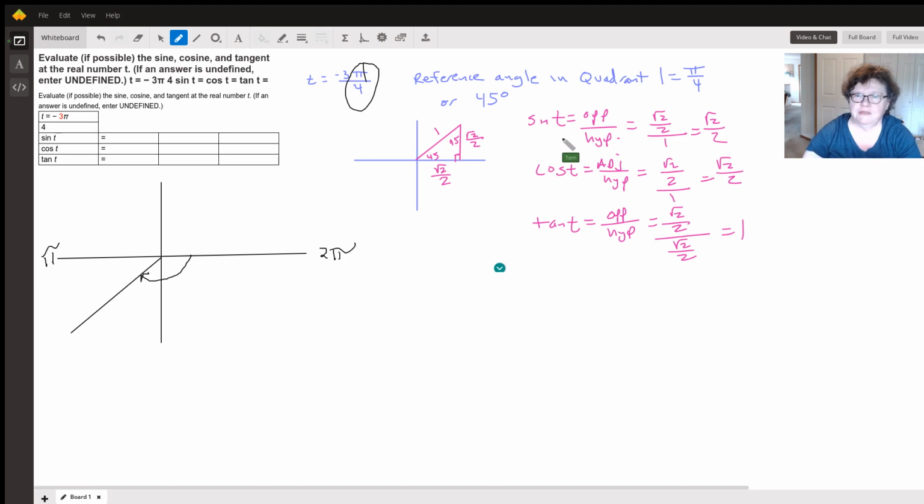So I'm going straight back to geometry, trigonometry. Sine is opposite over hypotenuse, so the opposite is root 2 over 2 over 1, and I just simplified that to root 2 over 2. The cosine will be the same thing because the adjacent side is the same, so it's root 2 over 2 over 1. And then the tangent is opposite over adjacent, so we take root 2 over 2 over root 2 over 2, and that cancels down to 1 because the top's the same as the bottom.